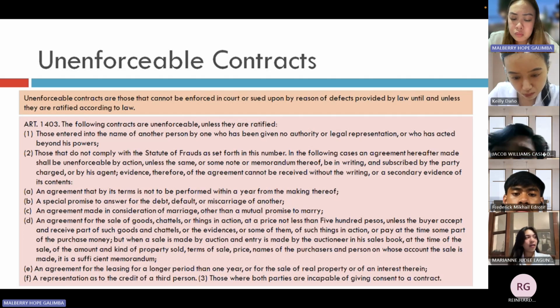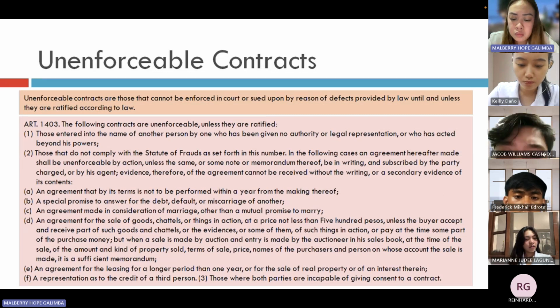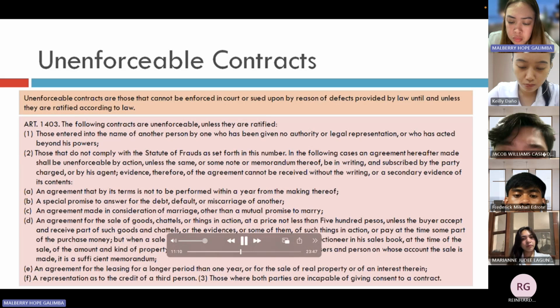Number 1, an agreement that by its terms is not to be performed within 1 year from the making thereof. It must be in writing. A special promise to answer for the debt, default, or miscarriage of another, must be in writing in order to be enforceable. An agreement made in consideration of marriage other than a mutual promise to marry, must be in writing in order to be enforceable. An agreement for the sale of goods, chattels, or things in action at a price not less than 500 pesos, unless the buyer accept and receive part of such goods and chattels, or the evidence of some of them of such things in action, or pay at the time some part of the purchase money.